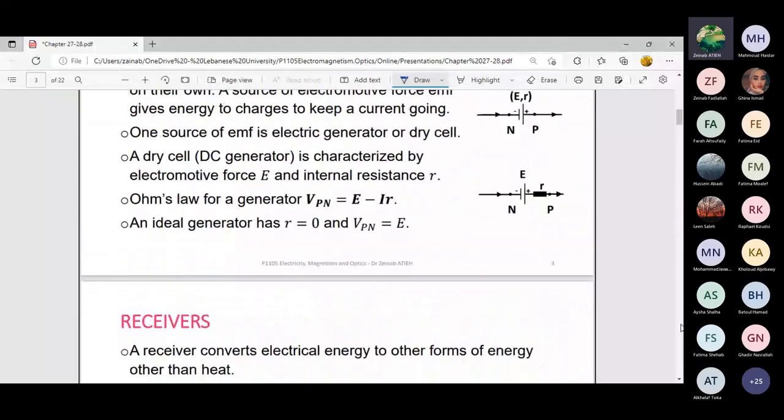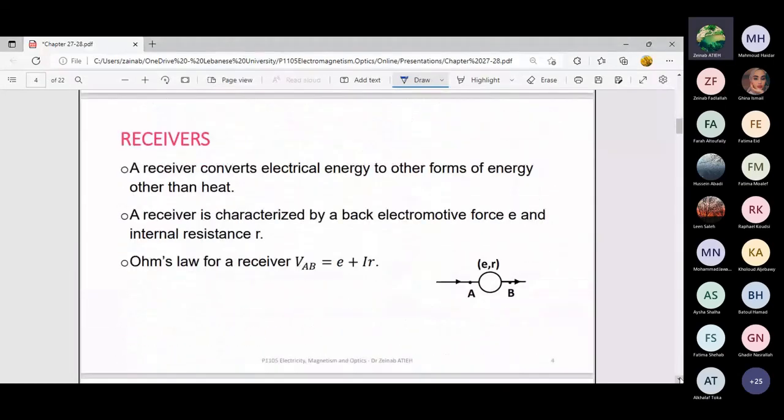Now let's talk about a receiver. What is a receiver? A receiver is any electrical component that takes electric energy and transforms it to any other form of energy other than heat. So it's not a resistor. A resistor is different from a receiver. A receiver does a job with the electric energy. It may be mechanical, it may be chemical, some job, but not heat. But due to its fabrication, it has an internal resistance R. From the characteristics of a receiver, it has a back electromotive force E and internal resistance R. So we get the voltage of a receiver: E plus IR.